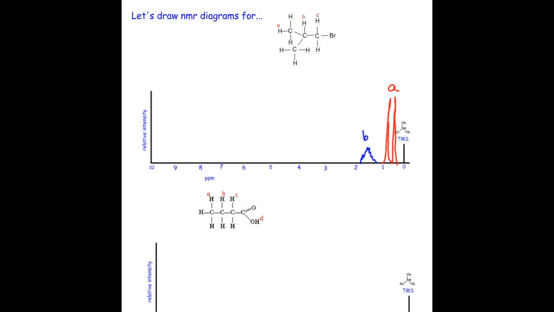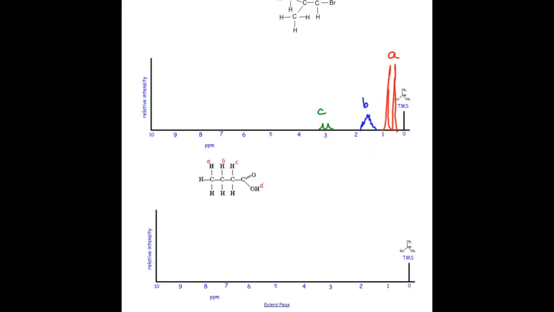And the last peak, peak C, there's only 1 equivalent hydrogen. It'll be split into 2, and it'll be between 2 and 4. So that's an approximation of what we're looking at, so we can have a sense of what the NMR should look like before we actually run the experiment.